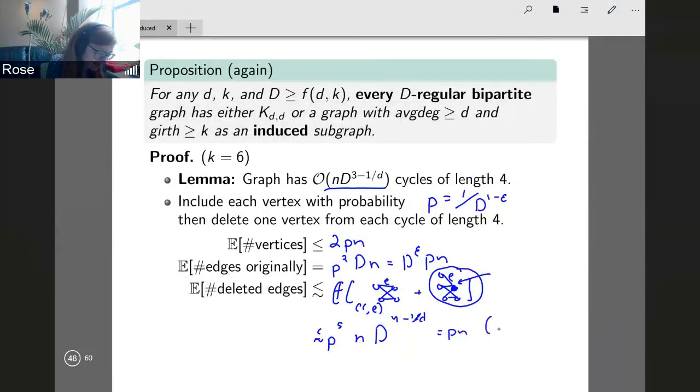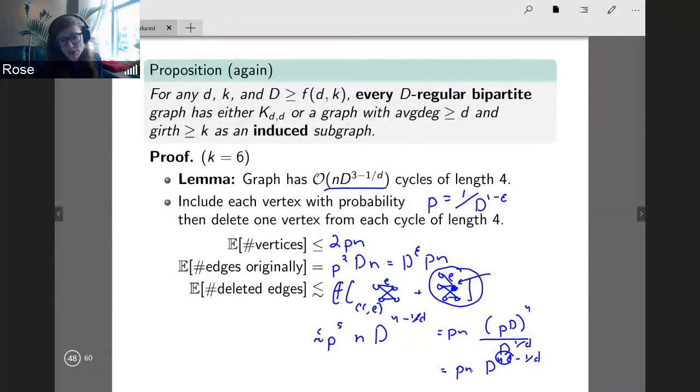and then again, taking a pn on the outside, we get this. And now just writing out what p is, this is pn times d to the 4 epsilon minus 1 over d. The point here is that if we take epsilon to be really small, then the minus 1 over d wins. And in fact, this is little o of pn. So the point is that this is even less than the number of vertices. We really haven't deleted much of anything in terms of the edges whenever we get rid of this. So that works.